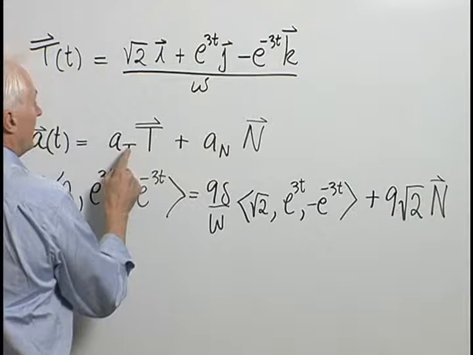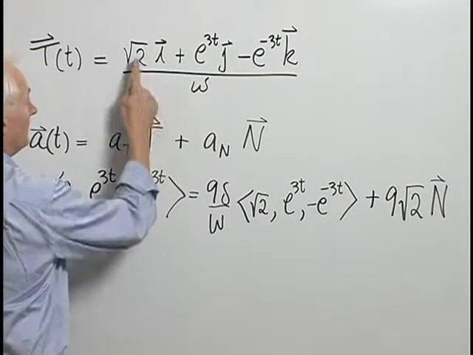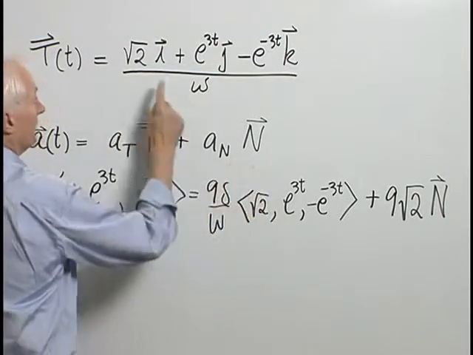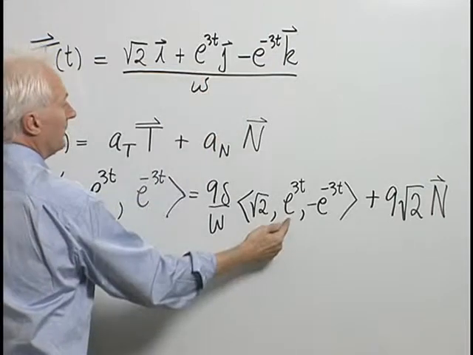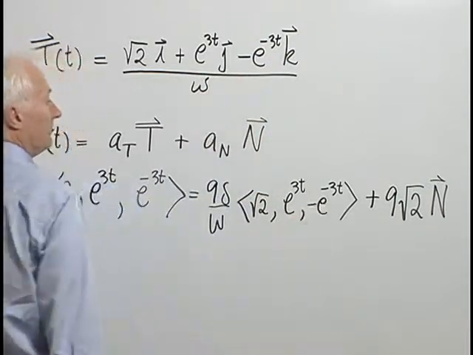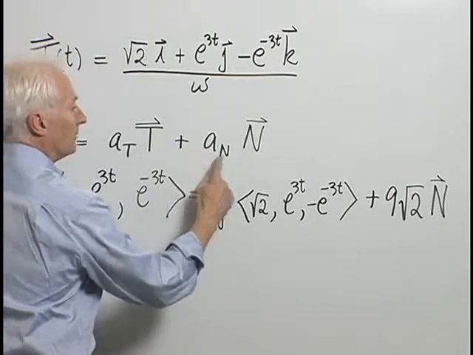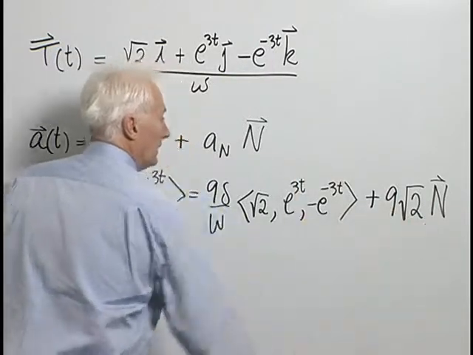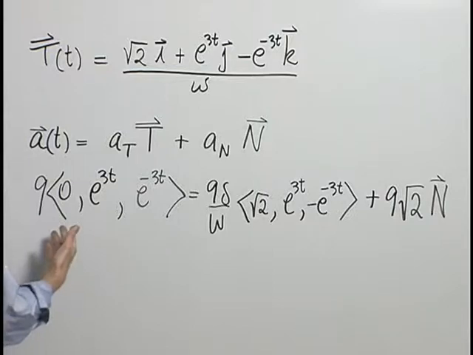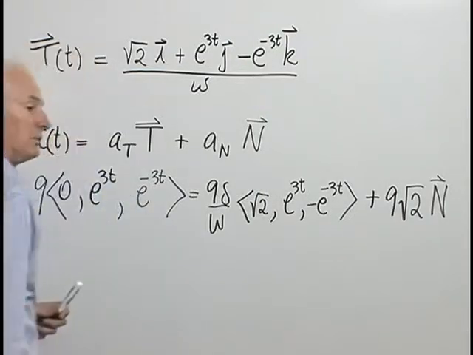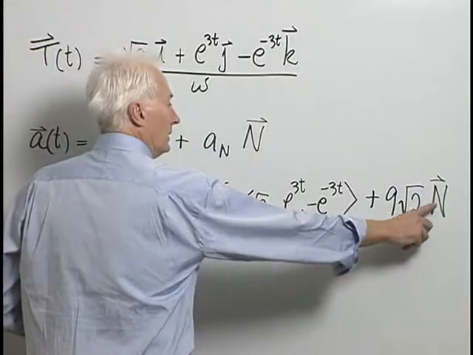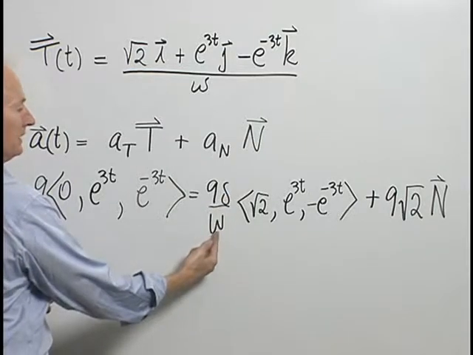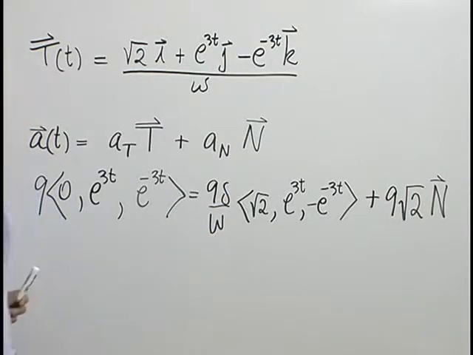And so tangential component of acceleration times this vector, capital T, is 9 delta over w times, in angle bracket notation, square root 2, comma, e to the 3t, comma, negative e to the negative 3t. And then plus normal component of acceleration, which was just 9 times the square root of 2 multiplied by the unit normal vector. So you see, the only unknown to us in this big, long, complicated expression is just the unit normal vector N. We know the delta is e to the 3t minus e to the negative 3t, and the w is e to the 3t plus e to the negative 3t.